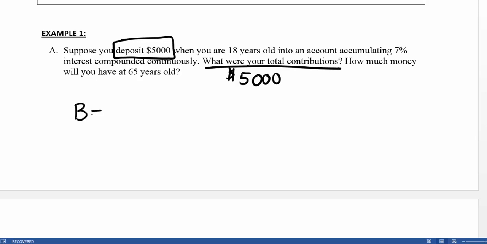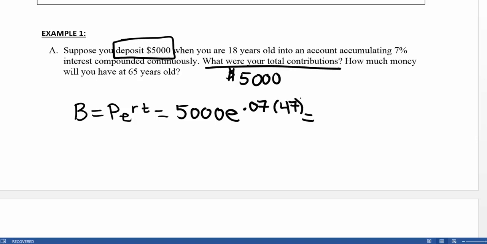So remember, future value was present value times e to the rt, because again, we're compounding continuously. Our P is the initial amount that we deposit, so that's our $5,000. Our interest rate here is 7%, so we'll turn that into a decimal, 0.07. And we're leaving this in for 47 years because we're depositing when we're 18, but we're leaving it there until we're 65. So 65 minus 18 tells us this is invested for 47 years.